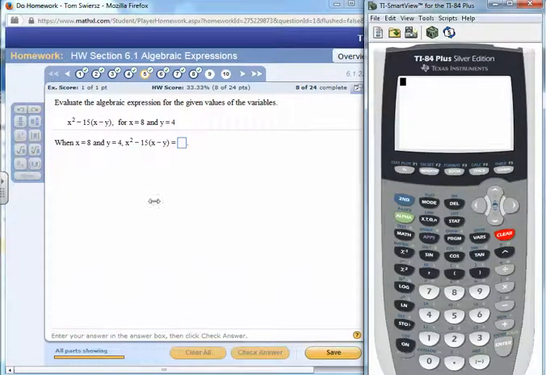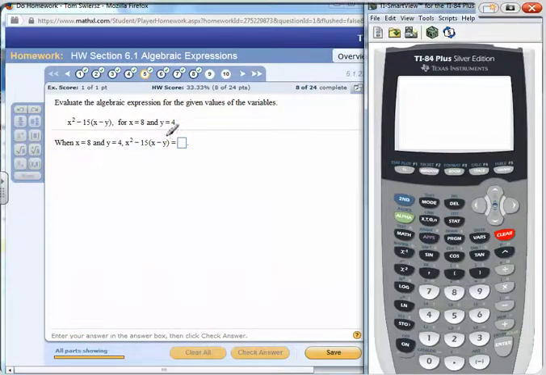All right, let's look at number 5. X squared minus 15 times (x minus y), x equals 8, and y equals 4. So again, wherever there's an x, we're going to put in 8, and wherever there's a y, we're going to put in 4, right? So our expression is x squared, so it's 8 squared, minus 15, left paren, x is 8, minus y, which is 4, and then a right paren.